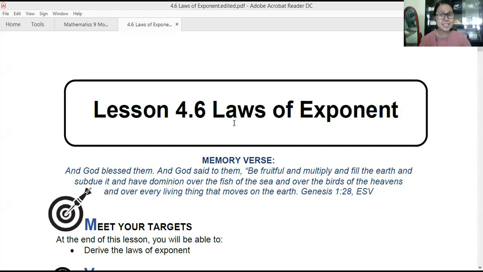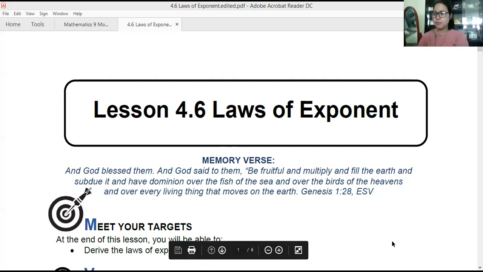At the end of this class, you'll be able to derive the laws of exponents. Now we start by asking, what is an exponent? Let me share a whiteboard.